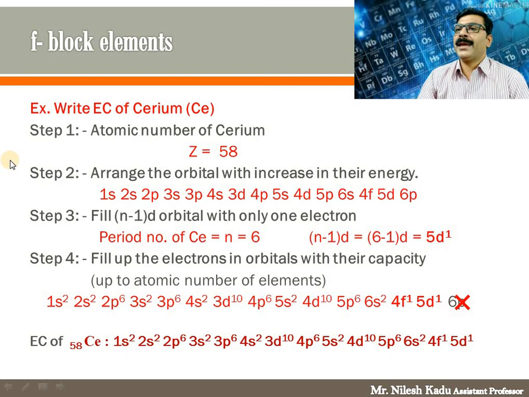So for an f block element you have to follow the 4 steps, but for s, p and d block elements you have to follow the 3 steps. Now this is the orbital or complete electronic configuration of an element, and if you follow these steps, then you can easily write the complete electronic configuration of elements. So this is the complete electronic configuration or orbital electronic configuration.